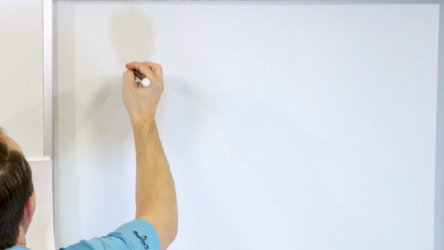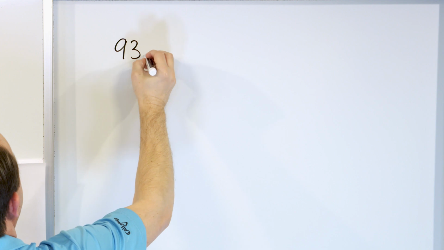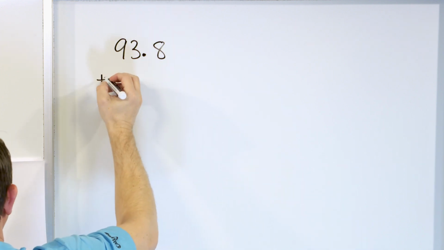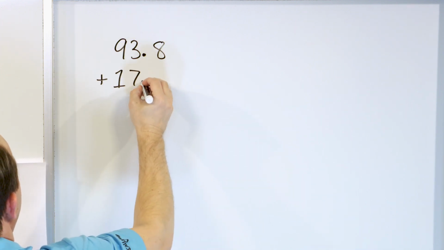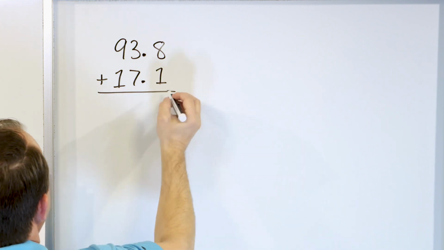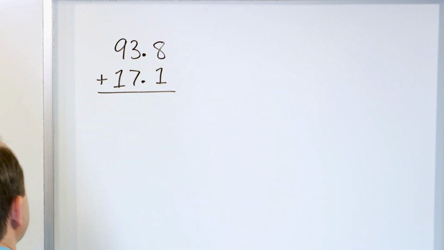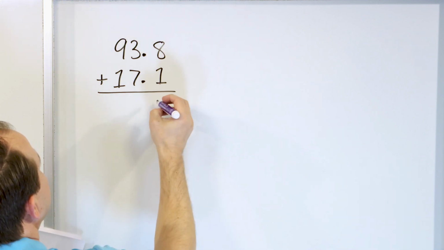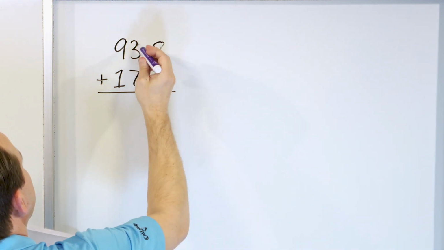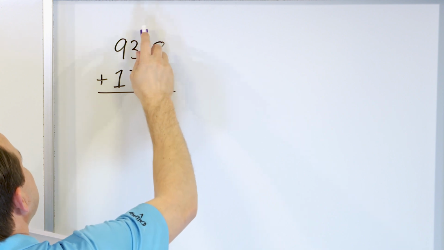All right, here is problem number 5. We're going to add 93.8, and we'll add to that 17.1. How do we add these together? All right, start on the right. 8 plus 1 is 9. 7 going up, 8, 9, 10.